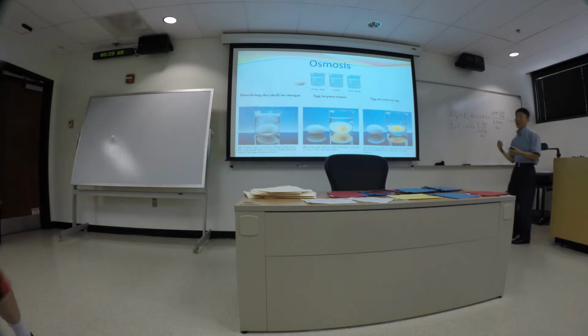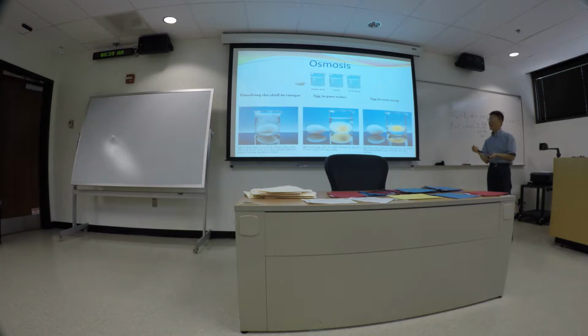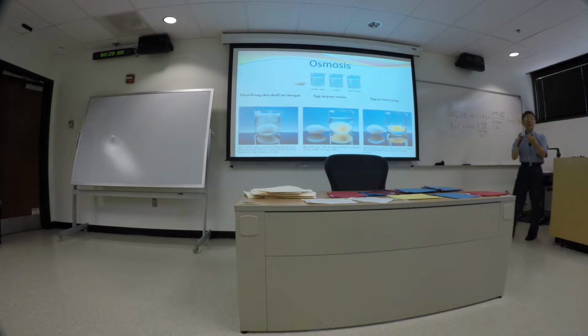So, osmosis. If you put an egg in acetic acid, you will be able to remove the calcium carbonate and remove the hard shell. What's left is the membrane wrapping up whatever is inside the egg. That membrane is what we call the semi-permeable membrane. It will only allow water molecules to go in and out. But whatever is dissolved in the water, whether organic matter, proteins, or all the others, will not be able to come out.